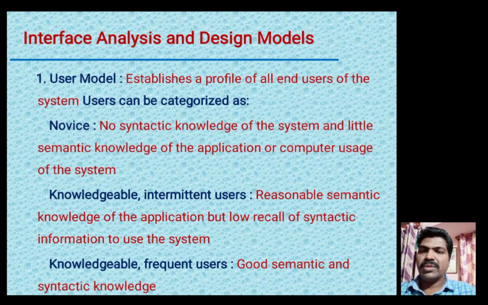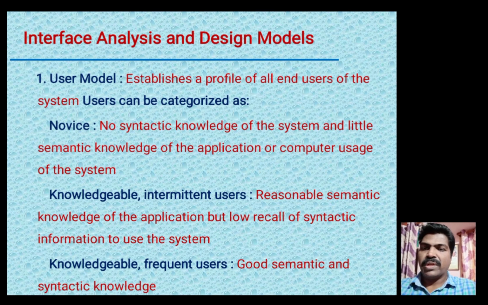Coming to novice users, they do not have any syntactic knowledge of the system, and only a little semantic knowledge of the application or computer usage of the system. They have very little knowledge of the use of the system. Coming to knowledgeable intermittent users, they have some reasonable semantic knowledge of the application, but very low syntactic information about the use of the system. So they are far better than novice users. Novice users do not have that much syntactic knowledge, whereas intermediate users have some knowledge. They can access the interface.